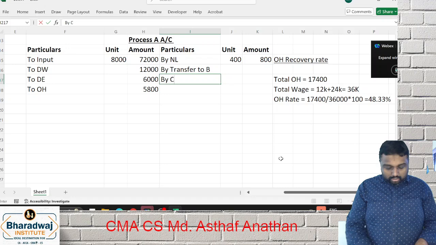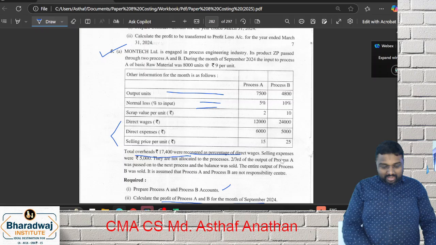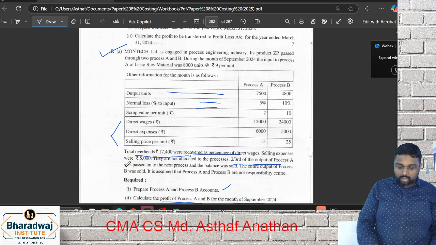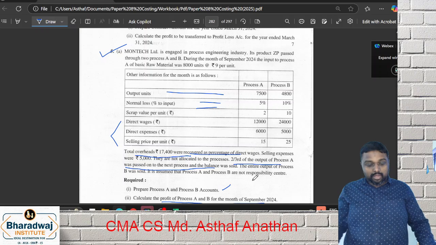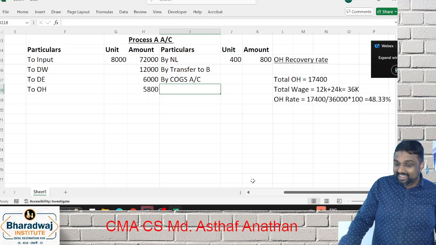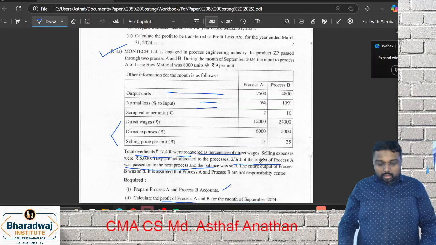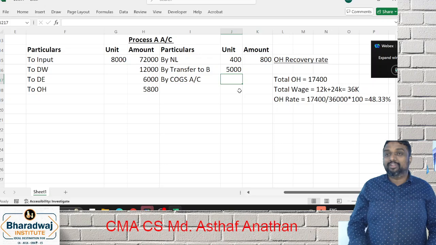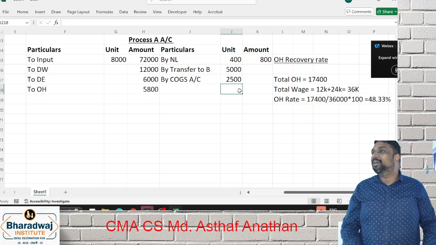By cost of goods sold account, there are 2 points, because they said very clearly that 2/3 of process A is passed to the next process. Only 2/3 of process A passes to the next process. That means 1/3 is not passed. Are you clear? So 2/3 passed means what? Output is 7,500. So 7,500, only 2/3 you passed. And here 7,500 into 1/3, 2,500.